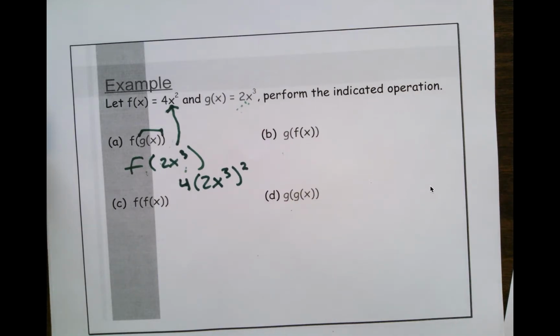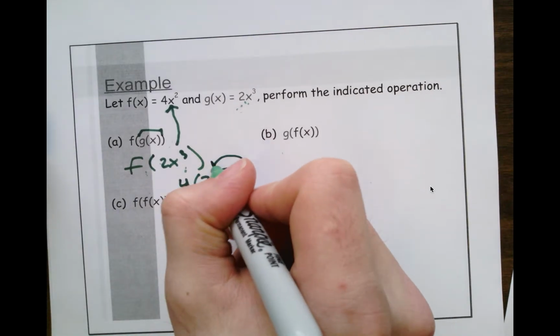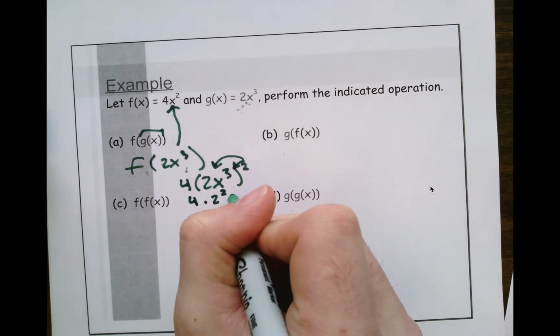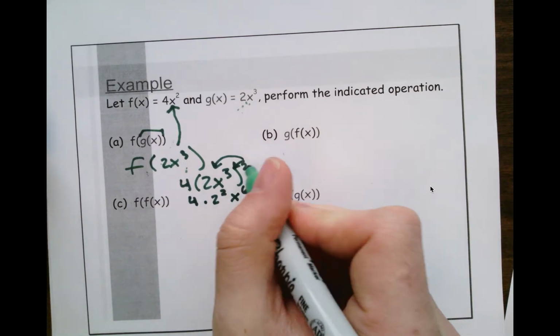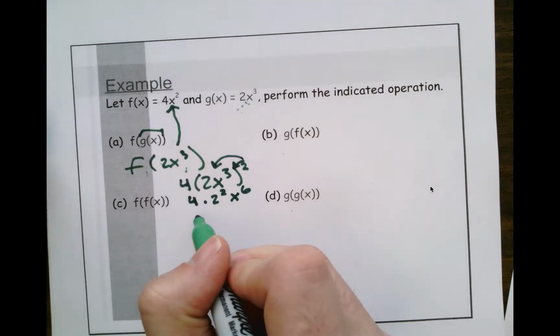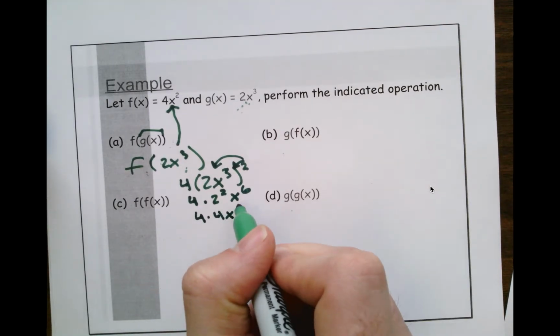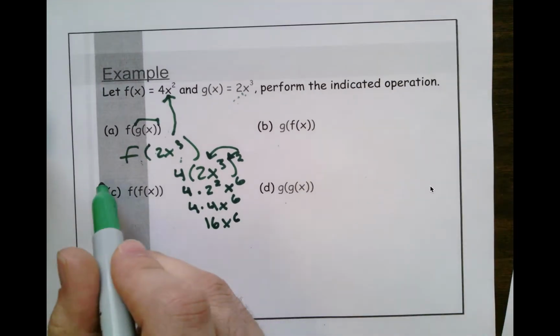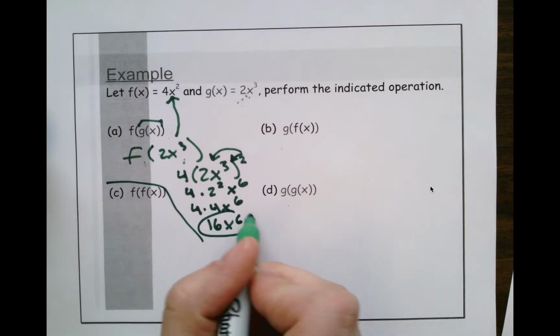Now from here, this becomes like every problem that we've done with these exponent properties. The 2 has to get distributed to both things. I would have 4 times 2 squared times x to the 6th, because we're multiplying exponents here. We would have 4 times 4 x to the 6th. That would give us 16x to the 6th. Okay, we'll get into that example next.